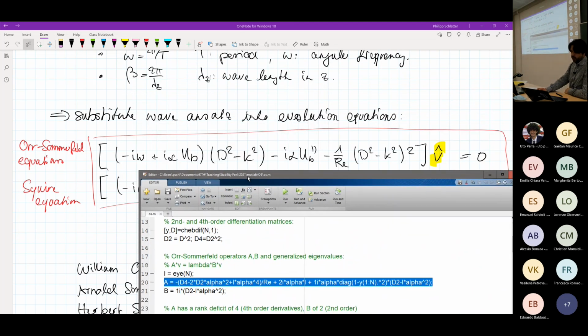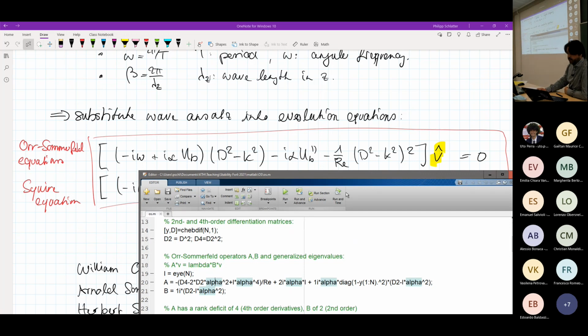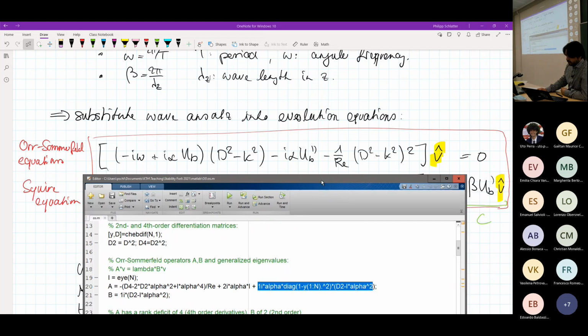So it's now not exactly the same order, but you recognize d squared minus 2 times d squared times alpha squared plus I alpha to the 4. That I here is the unit matrix. This essentially corresponds to the last term here, 1 over Reynolds times d squared minus k squared squared. Then I have this guy here, which corresponds to the second derivative of a parabola, which is constant. And then I have this term here, which corresponds to essentially this guy.